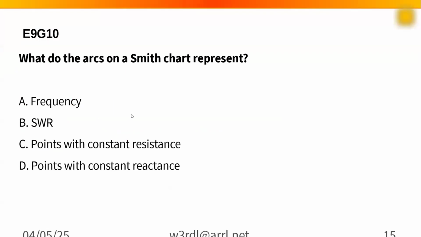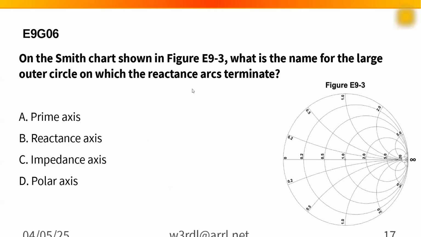So what do the arcs of a Smith chart represent? What's the name for the large outer circle?